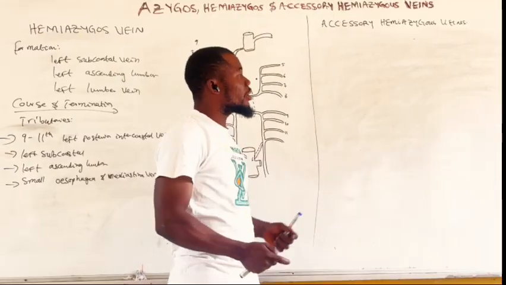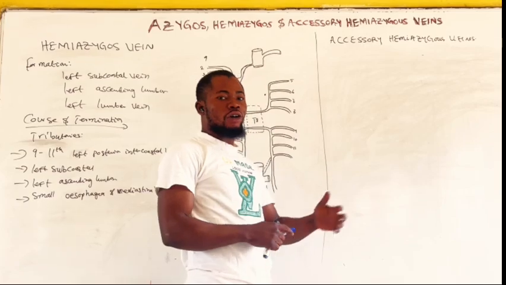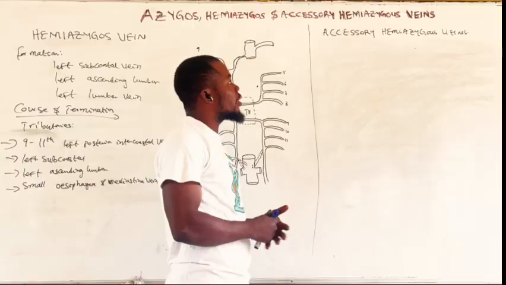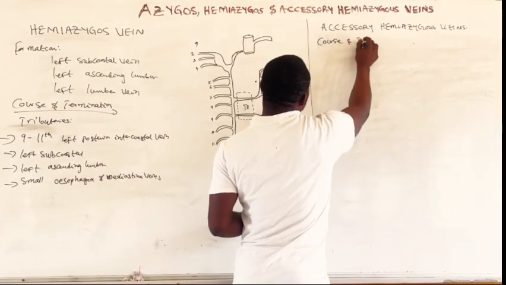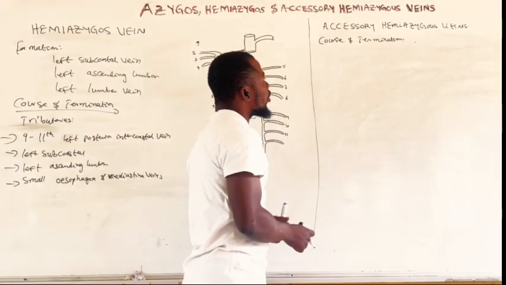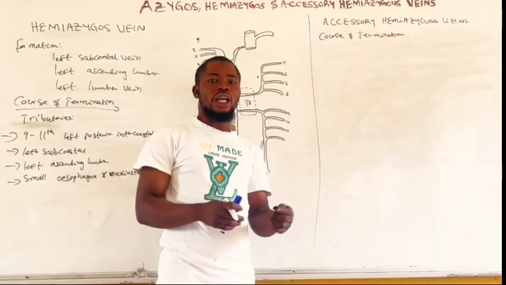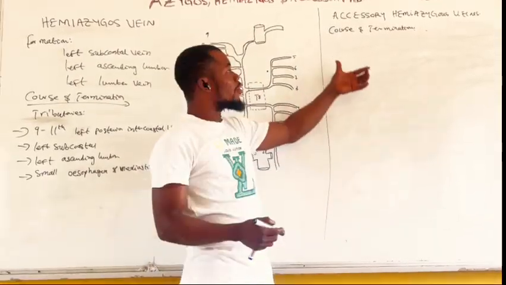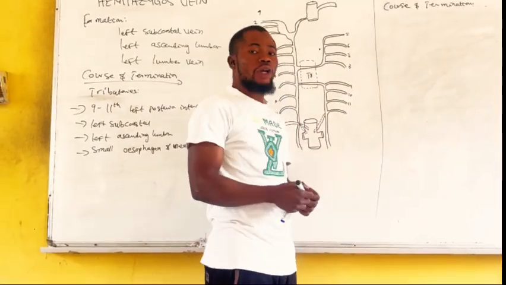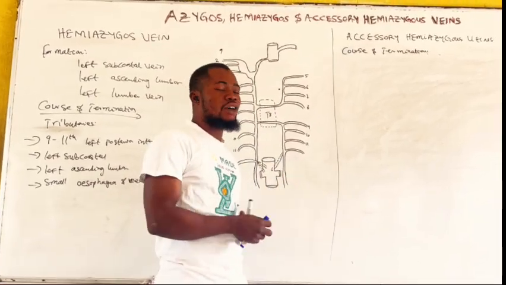The accessory hemiazygos vein is also called upper hemiazygos vein. It is the mirror image of the upper part of the azygos vein. It is also located on the left side of the body. The course and termination of accessory hemiazygos vein: it originates from the medial end of the left 4th and 5th intercostal space. Now it descends on the left side of the vertebral column up to the level of the T8 thoracic vertebra. At the level of the 8th thoracic vertebra, it turns right and joins the azygos vein.